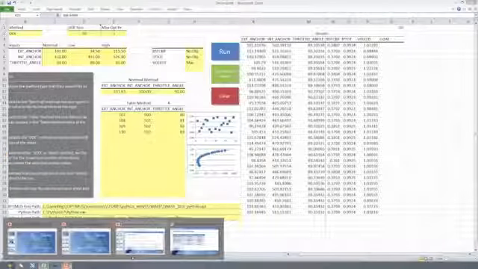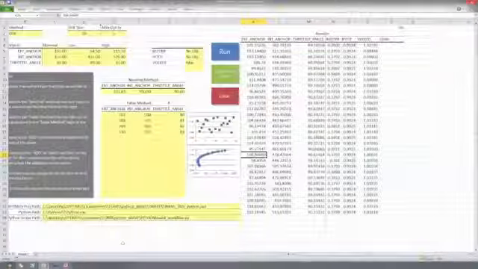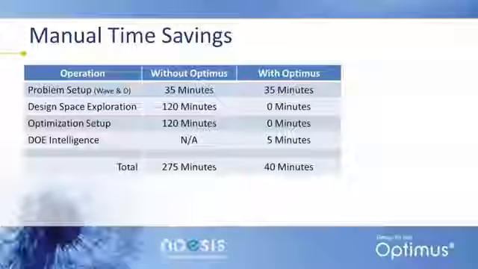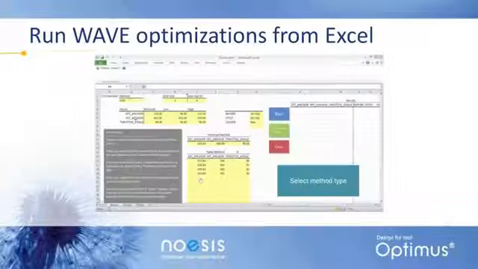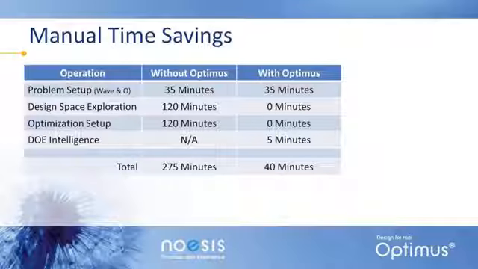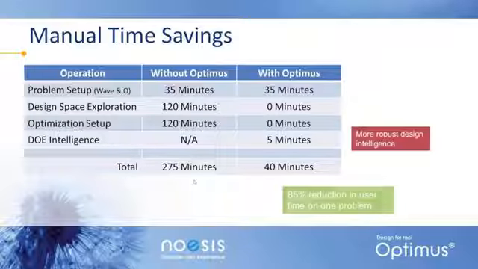So let's take a look at the time savings with this particular setup. It still took about the same amount of time to create the model inside of the 1D analysis tool, about 35 minutes. But from there, the user did not have to enter the WAVE environment or the Optimus environment, and in addition, there was no amount of time that was required to set up the workflow inside of Optimus. And so they were able to save about 85% of the time.